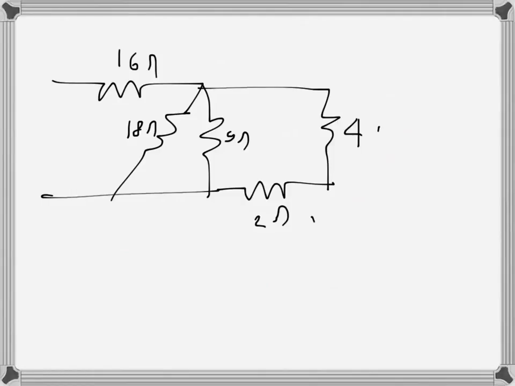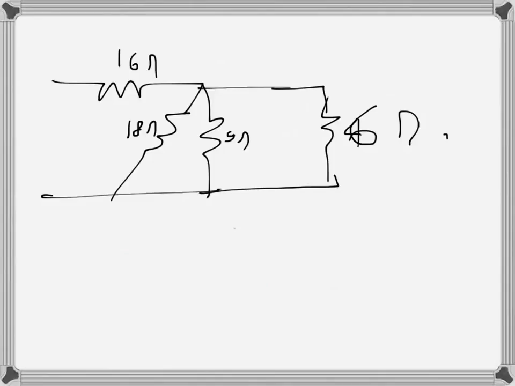Now we can see that these two are again in series. Instead of that, we can write one resistance: 4 and 2 in series, so that's 6 ohms. We will just write 6 ohms there, replacing them with one resistance.